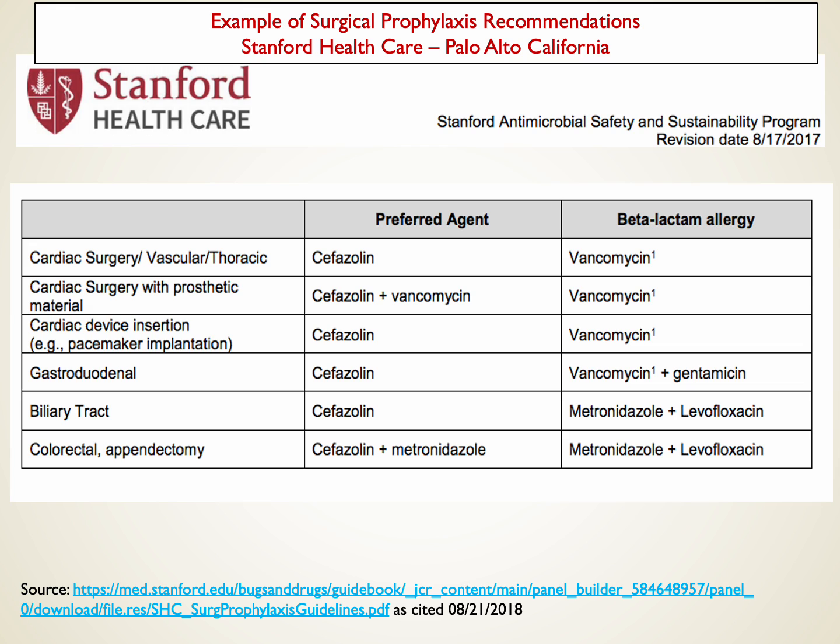So let's look at an example of what one health system has listed and published online for their surgical prophylaxis recommendations, from Stanford Healthcare in Palo Alto, California. They have a number of recommendations within their healthcare setting for preferred agents based on the type of surgery, and some of those are listed here.